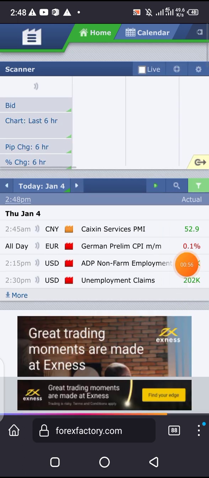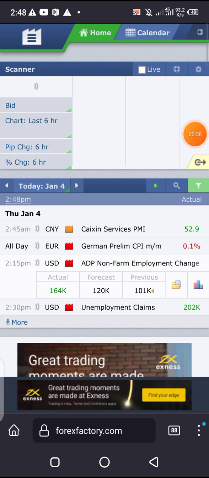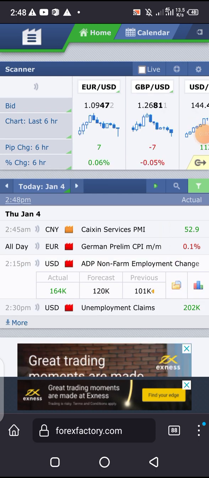When the actual value, as you can see for ADP, we had the previous value, we had the forecast value. Those two values were released before the actual was released. The actual was released at 2:15 p.m., and you can see the actual value is higher than the forecast value. So when the actual value is higher than the forecast value, it is positive, it is good for that currency.